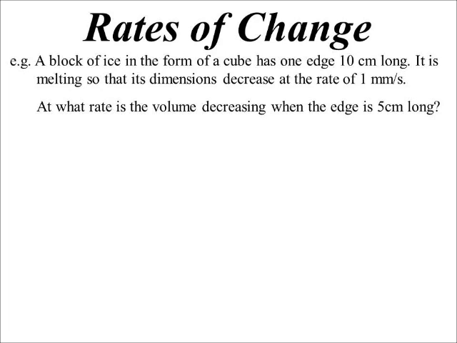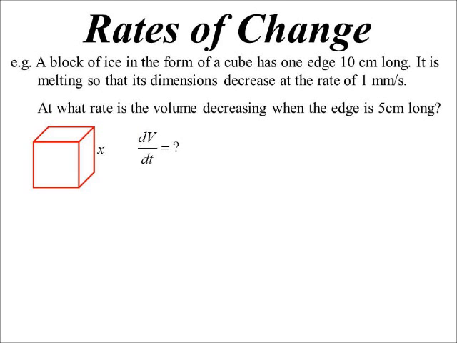millimetre per second. They want to know what rate the volume is decreasing when the edge has got to 5 centimetres long. So, all right, we have to work out exactly what it is we're trying to find. There's our cube. I'll call the side of the cube X. We're trying to find how volume changes over time. So we want to find a link between volume and time.